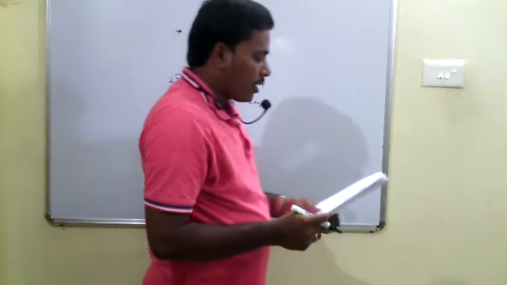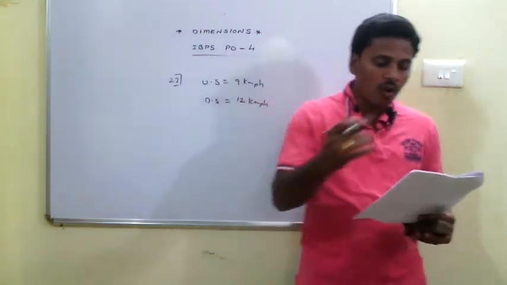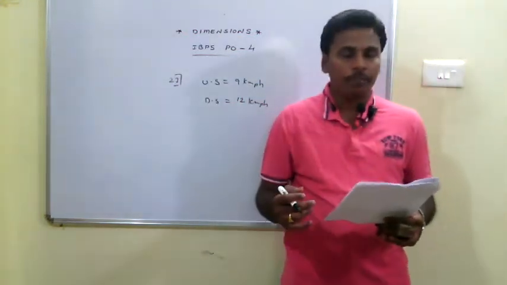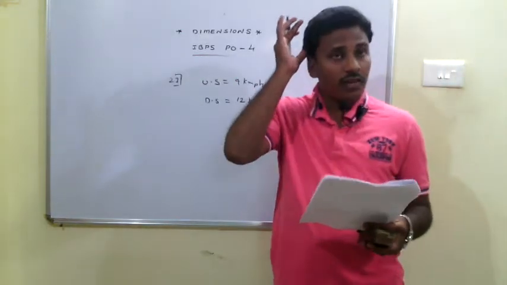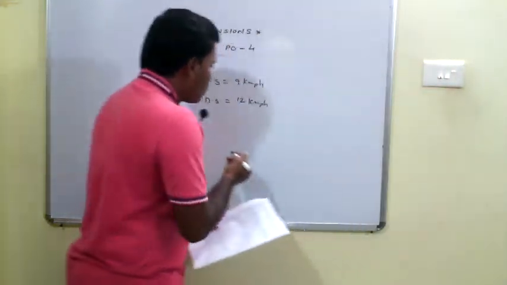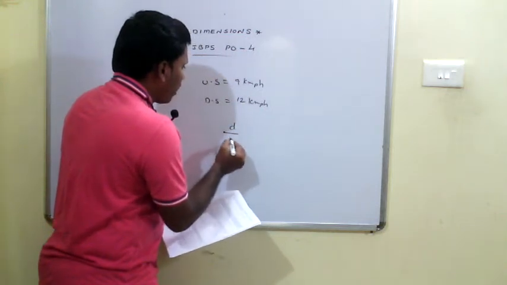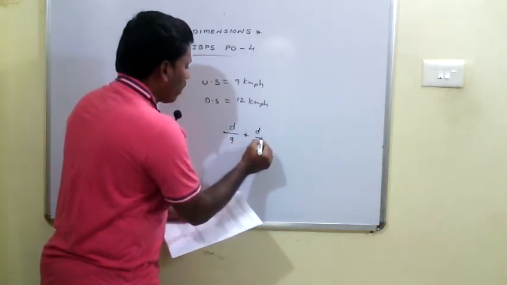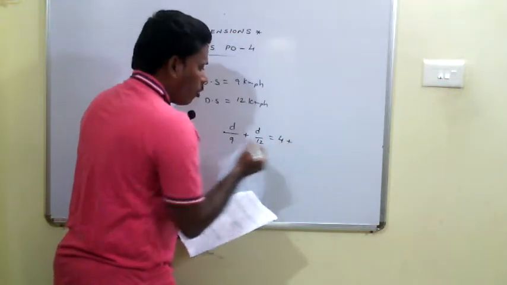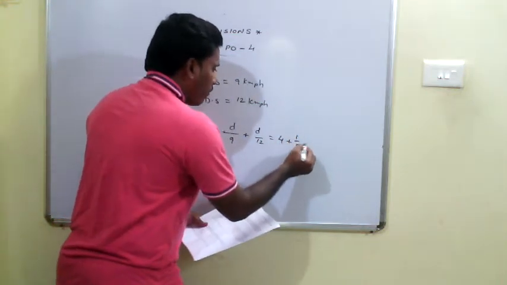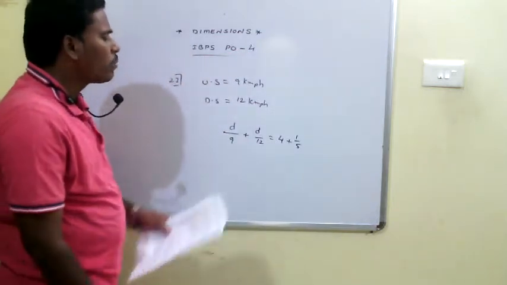The boat takes 4 hours and 12 minutes to move upward and downward from A to B. We have to calculate the distance between A and B. Let the distance be D. Since the distance is D, in upward the time taken is D by 9, in downward the time taken is D by 12. Total time is mentioned as 4 hours 12 minutes. 4 plus 12 minutes is nothing but 4 and 1/5 of an hour. We need to simplify this.